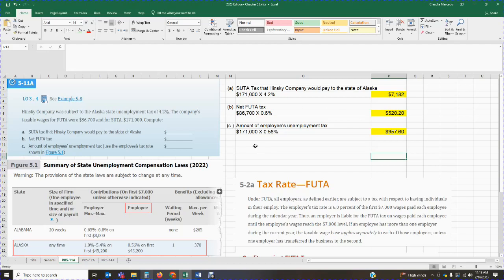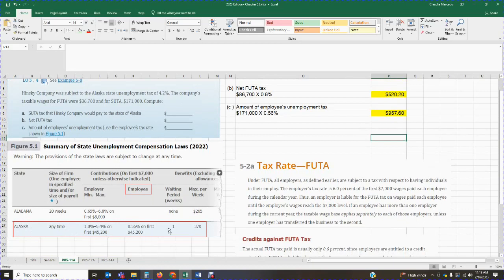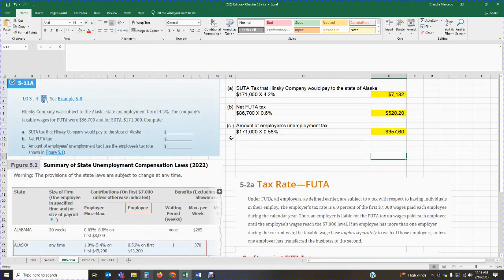Some states require that employees contribute also into the state unemployment tax, Alaska being one of them. So we would have to go into our figure 5.1, locate the specific state, and look under the employee section at what my rate and my taxable earnings are for that specific state. We know that the taxable earnings are $171,000 for all of my employees. My rate is 0.56. We multiply that and we get the $957.60. So those are the three requirements.